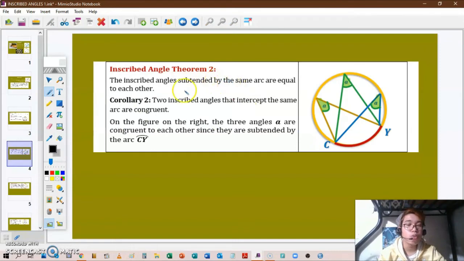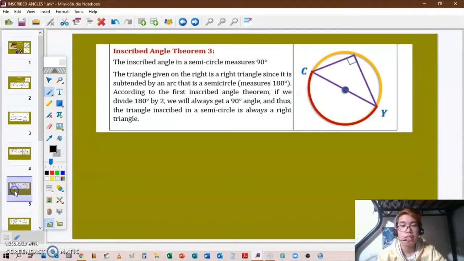Inscribed angle theorem 2: inscribed angles subtended by the same arc are all equal to each other. Here we have arc CY, and it has three subtended angles: angle alpha, another angle alpha, and another angle alpha. These three angles are congruent to each other since they are subtended by the same arc, CY. Two inscribed angles that intercept the same arc are congruent.